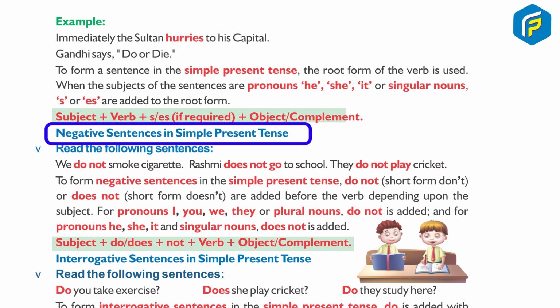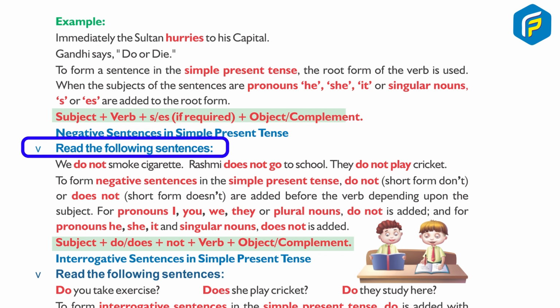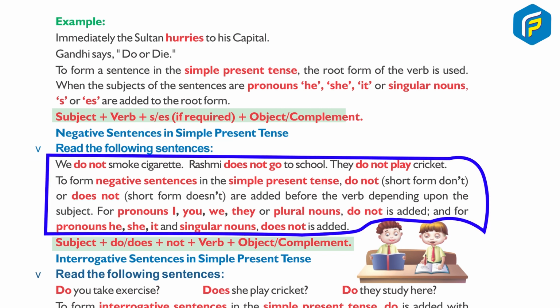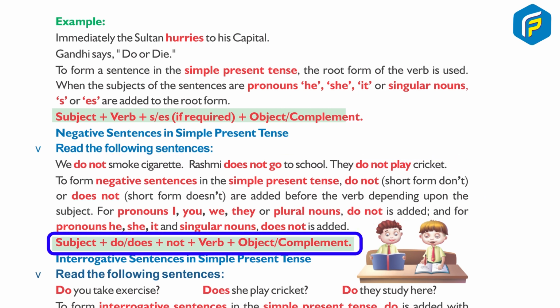Negative sentences in simple present tense. Read the following sentences. We do not smoke cigarettes. Rashmi does not go to school. They do not play cricket. To form negative sentences in the simple present tense, do not (short form don't) or does not (short form doesn't) are added before the verb depending upon the subject. For pronouns I, you, we, they or plural nouns, do not is added, and for pronouns he, she, it and singular nouns, does not is added. Subject plus do/does plus not plus verb plus object complement.